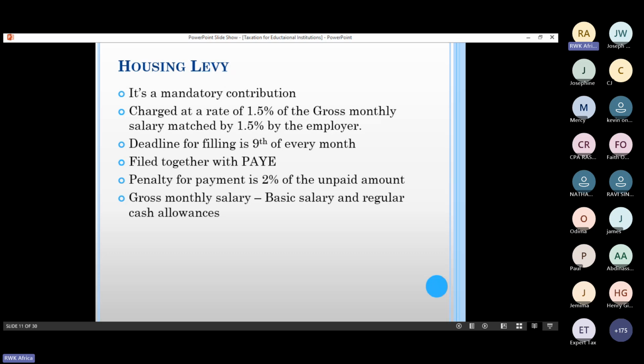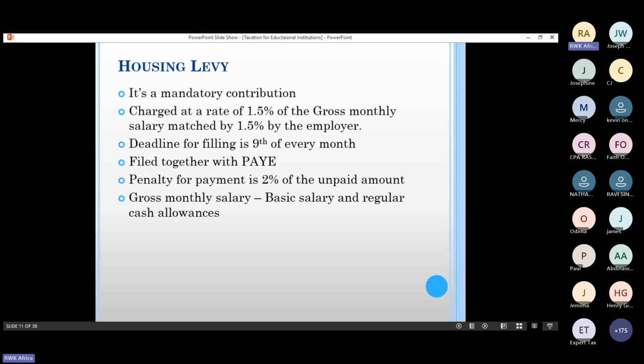So the housing levy is done together with the pay as you earn. Those of us who are familiar with the pay as you earn filing, I believe we have encountered that. So the housing levy is also subjected at that point. Then we have the penalty for late payment, which is 2% of the unpaid amount. Assume you have 10 employees and the tax resulting is 20,000, and you fail to pay on time, so there is a penalty of 2% of the unpaid amount.